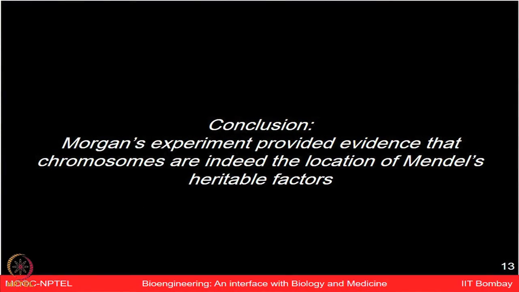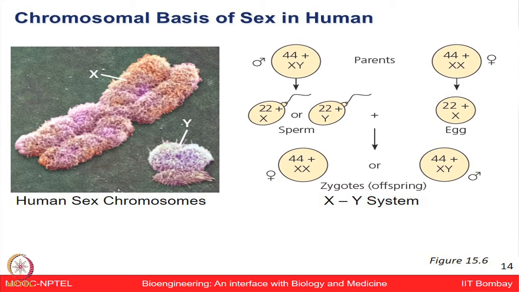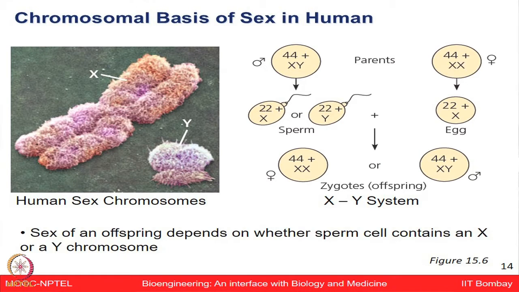If you think about the chromosomal basis of sex in humans, we have 22 pairs of autosomes, and the XY chromosomes. So it is 22 plus X or 22 plus Y as part of the sperm, and 22 plus X as part of the egg. This is known as the XY system, where the X and Y chromosomes and the various genes linked to them get segregated. So the sex of a child depends on whether the sperm contains the X or the Y chromosome, because the egg will always carry only the X chromosome. So the sex of the child is derived from the sperm, whether it comes with the X or the Y.